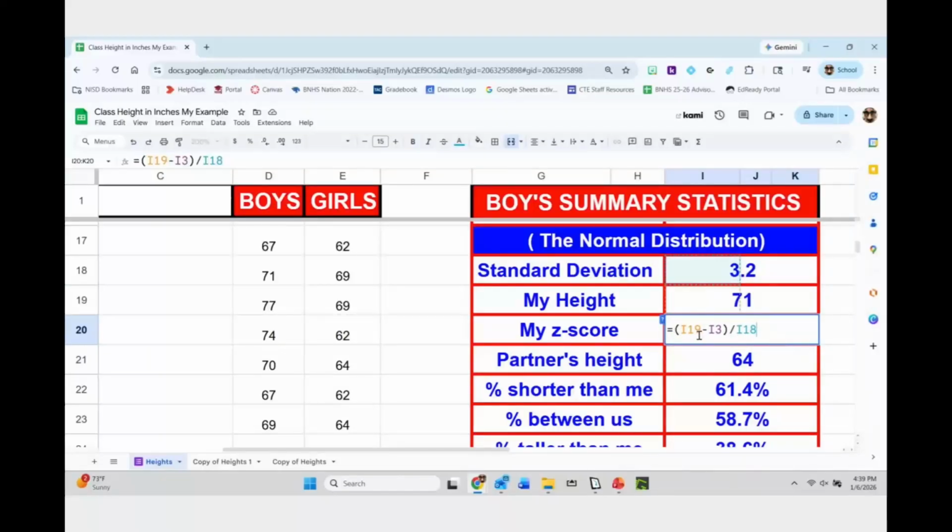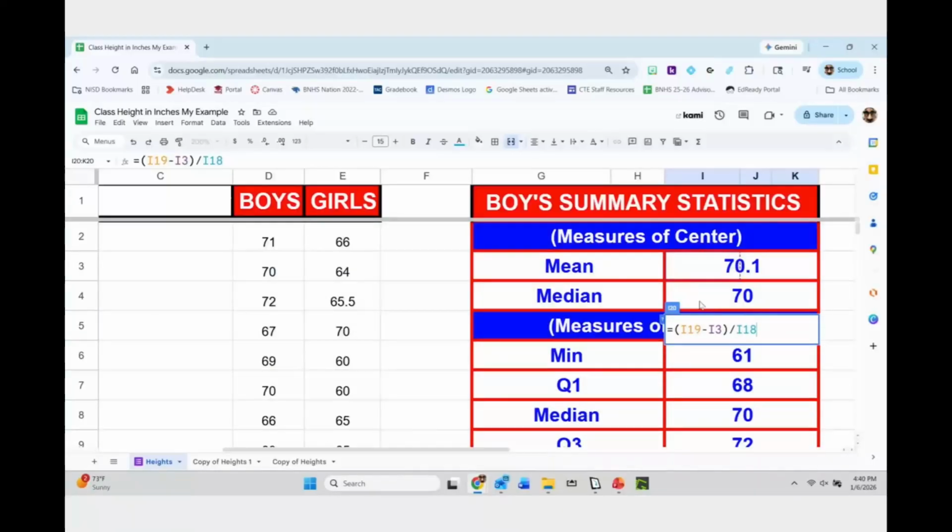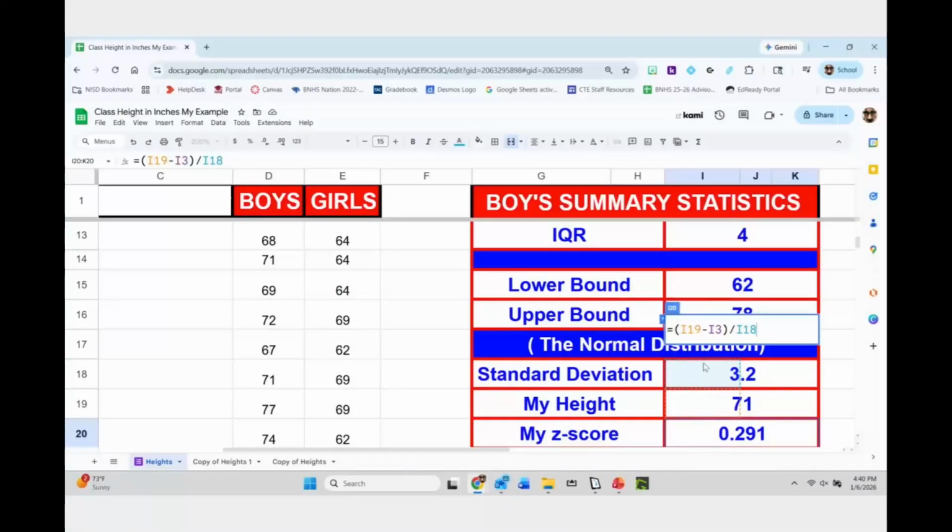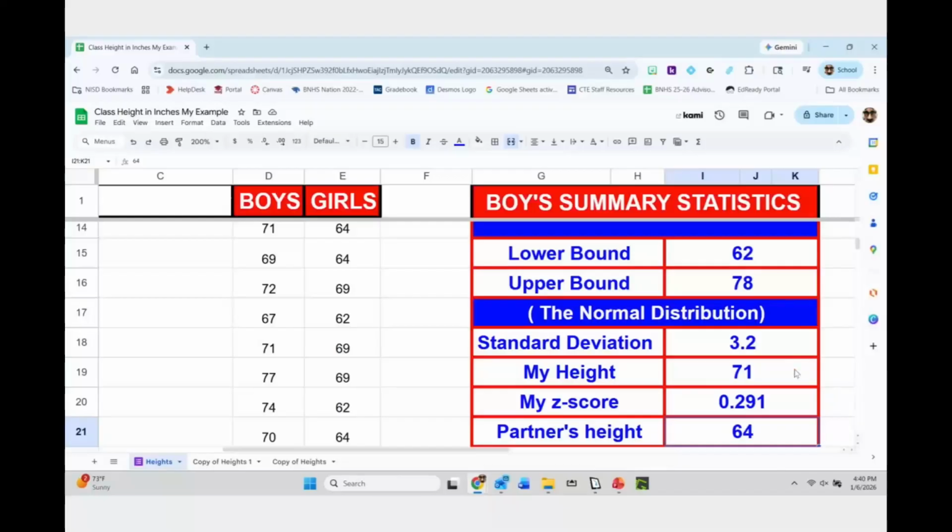Right here, you see I-19 minus I-3. I-19 is my height, minus I-3, which is the mean right here. I have that in parentheses because I want it to subtract before it divides. I need to subtract those and then divide by the standard deviation, which is in I-18, right here. And I get my z-score of 0.291.